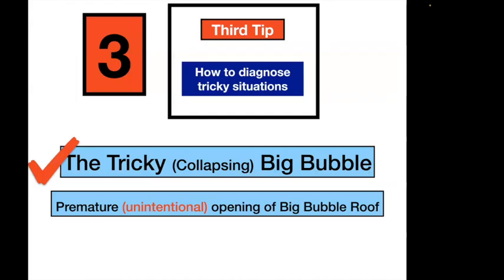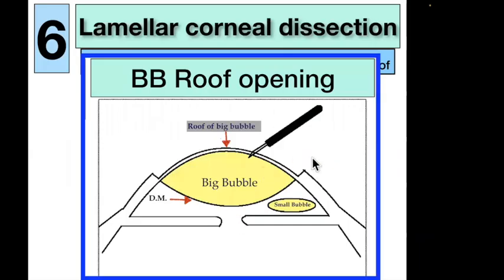The second tricky situation in this operation is what I call the premature or unintentional opening of the big bubble roof. As you know, when we do the big bubble, we do stromal dissection, and then we intentionally open the big bubble roof by what we call the brave slash. Sometimes this opening is done unintentionally or prematurely during lamellar dissection, as you will see now.